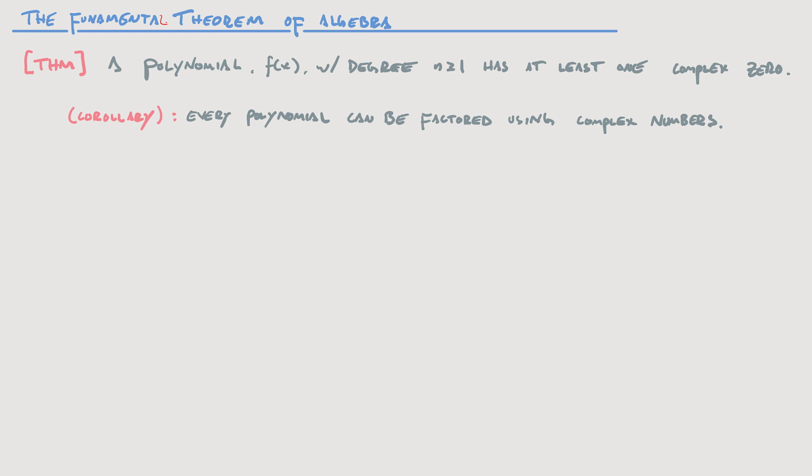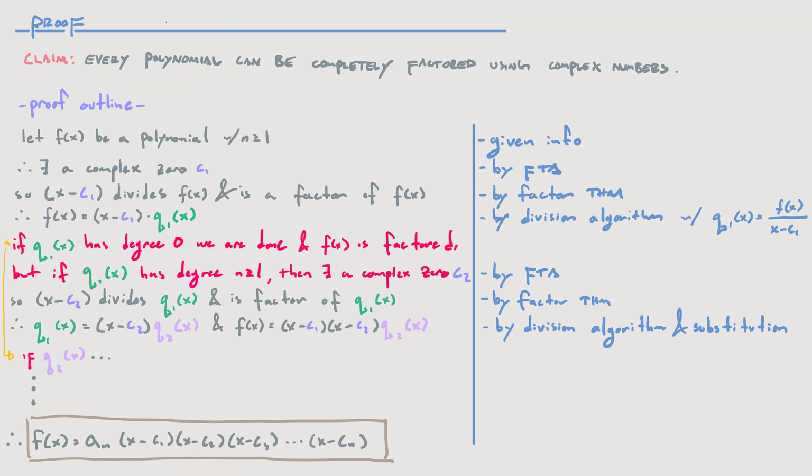The first corollary says that every polynomial can be factored using complex numbers. Here's a proof of that corollary. I'm not going to go through this whole thing. Feel free to pause the video and take a look at this. This is my proof outline for what's going on here. But basically, I just want to point out that in this proof, I started with this.